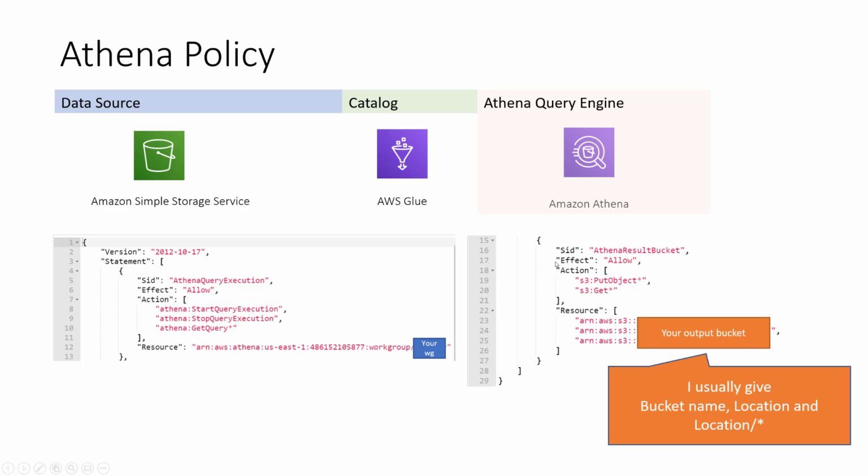On the second piece, you also want to give access to the output bucket. In the output bucket, I usually give PutObject and Get star, so later it can retrieve the results. And in the resource, I usually give the bucket name, the location, and location slash star. You can later see an example of how I'm using that.